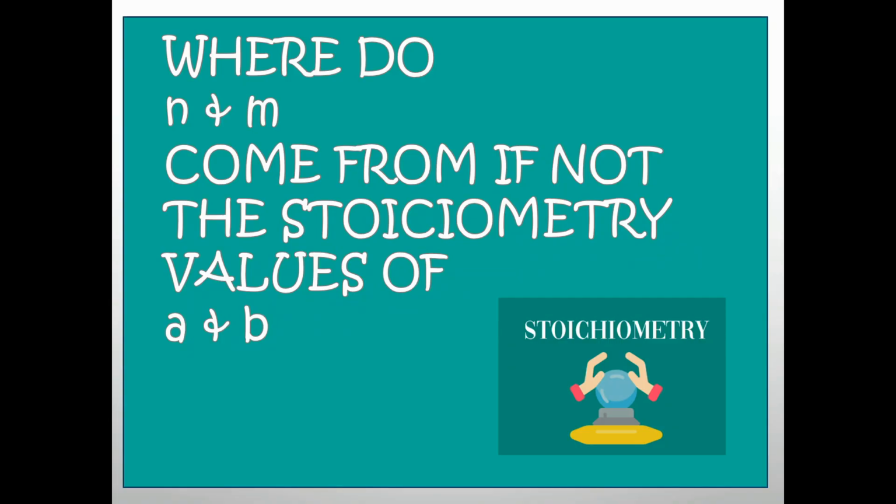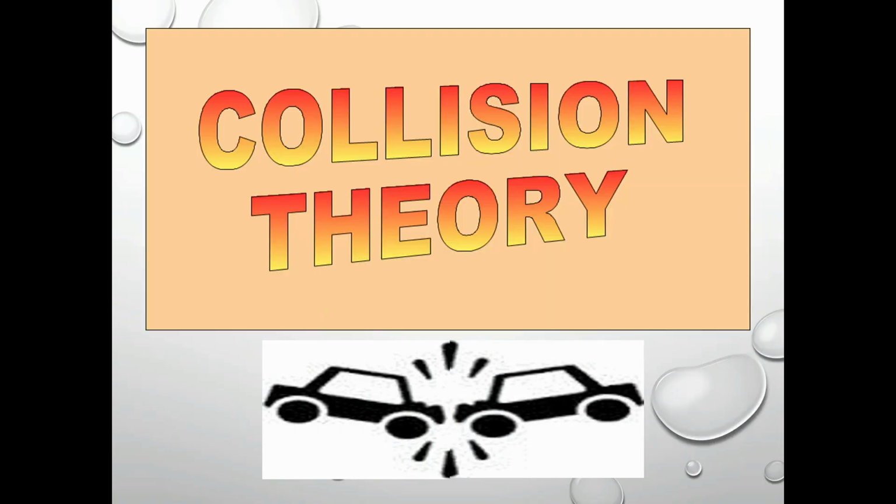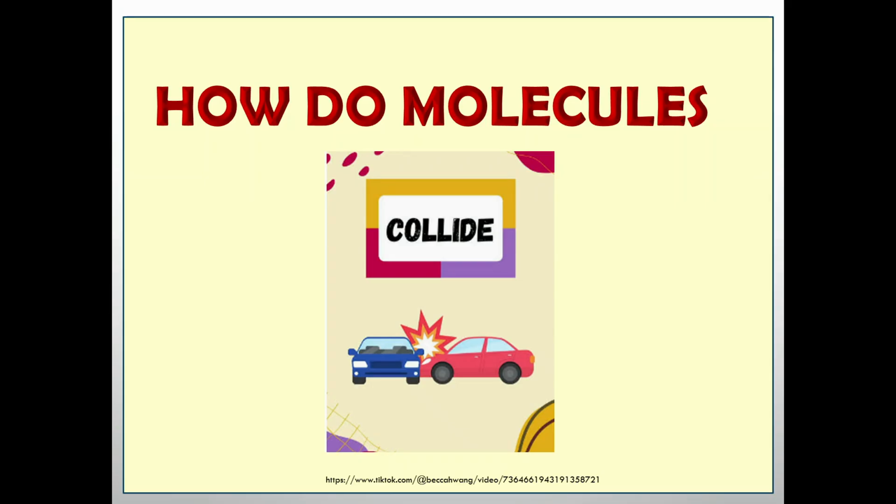Okay, so if n and m don't match a and b, where the heck do n and m come from? Where exactly are those exponents coming from? Well, they come from collision theory. Collision theory tells us that molecules have to bang together in order to react. But collision theory does not tell us which molecules bang together in which order. What we're going to look at today with mechanisms is how the molecules in the reaction are actually colliding.